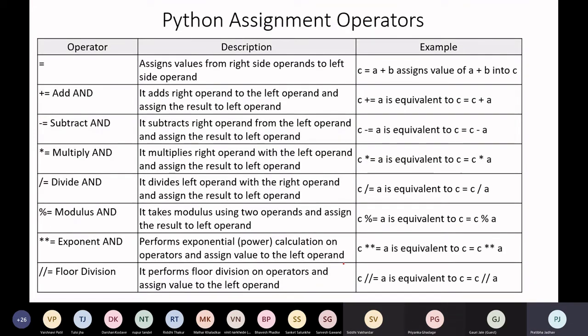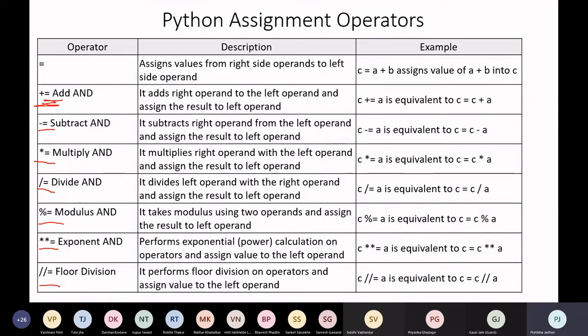Assignment operators are used for assigning the values from right hand side operands to the left hand side operands. For example, C equal to A plus B. What is the meaning? C is assigned the value A plus B. Now, one more set of operators we are going to learn in Python: plus equal to, minus equal to, asterisk equal to, divide equal to, modulus equal to, exponent equal to, and floor division equal to.